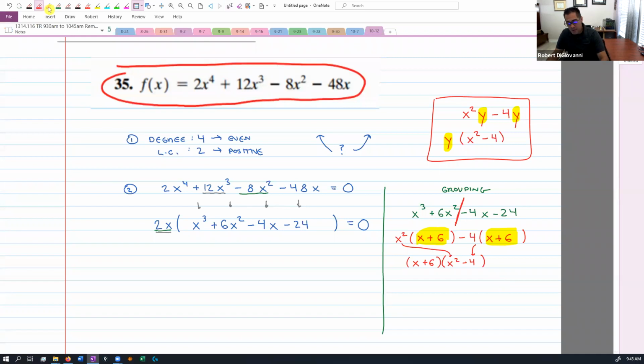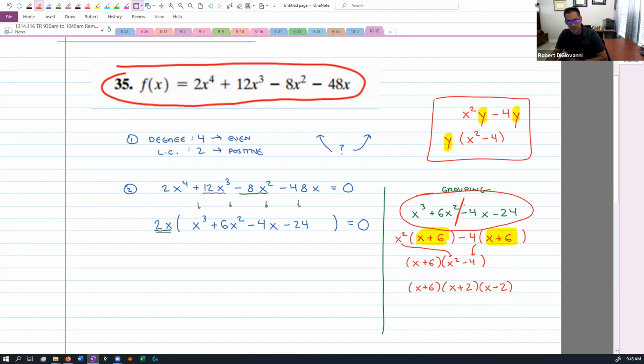So there's one more step, unfortunately, because the x squared minus 4 happens to be a difference of squares. So I can break that down using that formula that we just talked about in the previous problem. This is something squared minus something squared, so we use the difference of squares formula. And this is it. We're done. Well, we're done with this part.